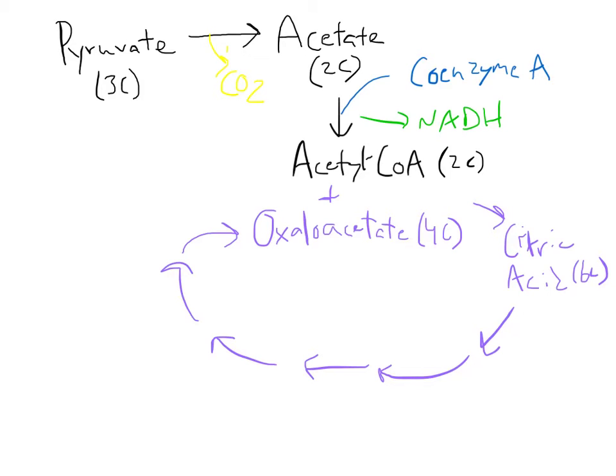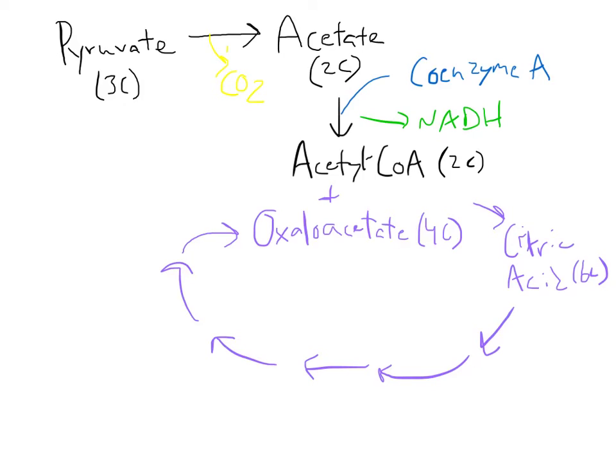Remember, this is a cycle, so we have to be able to remake whatever we started with so it can happen again. So once we've gone with citric acid, we're going to convert it several times until it turns back into oxaloacetate, which we can combine with a new acetyl-CoA, and we can do this all over again.